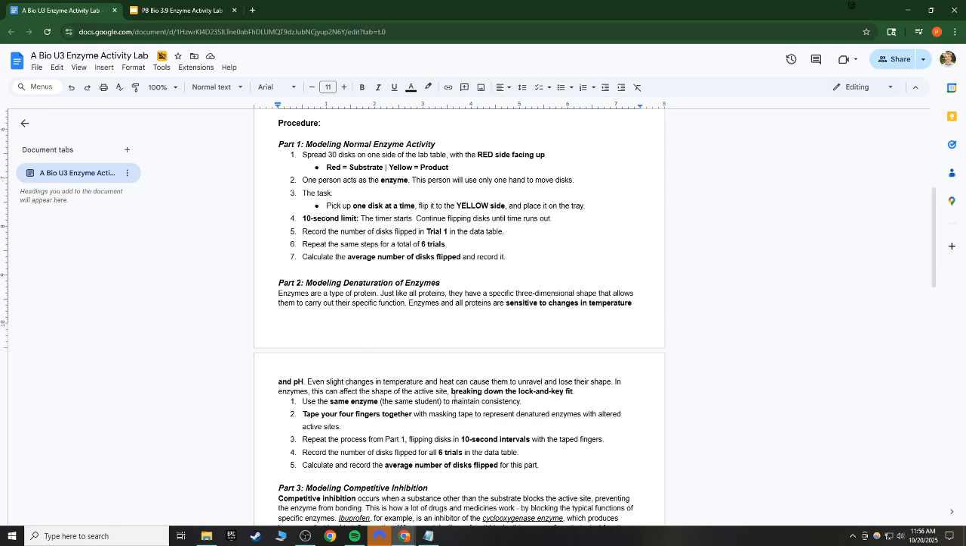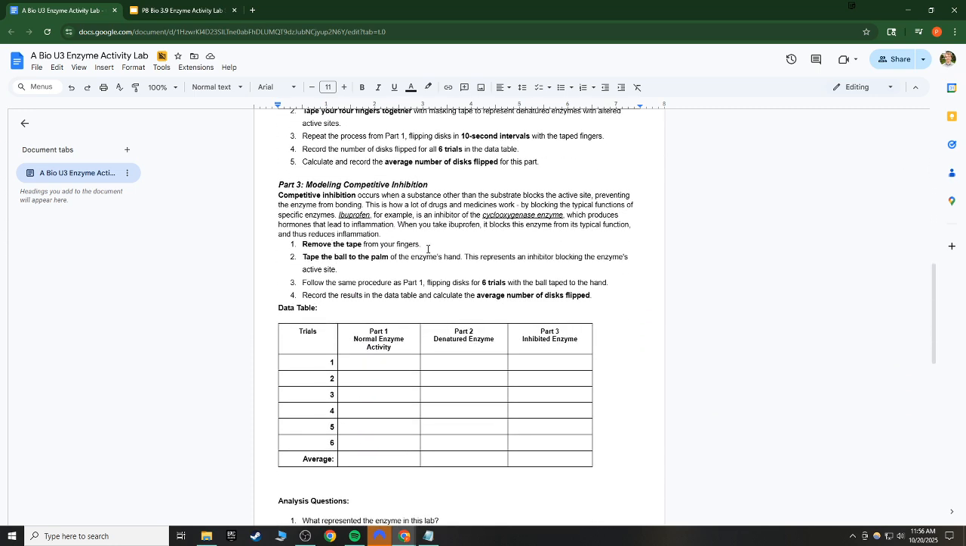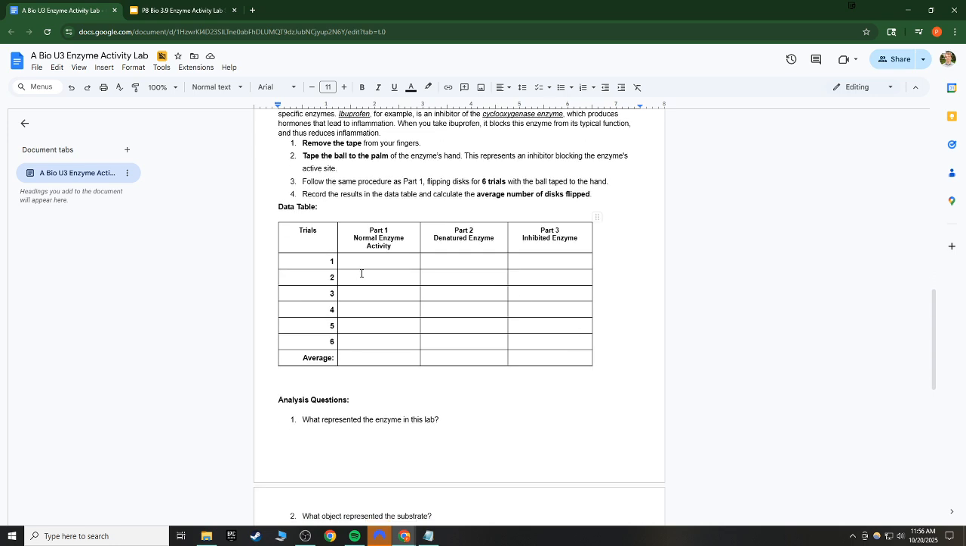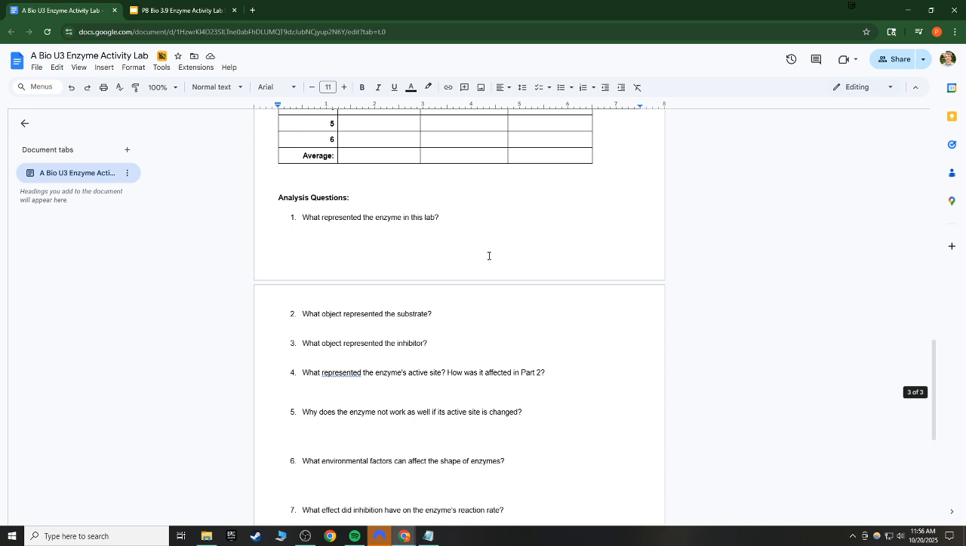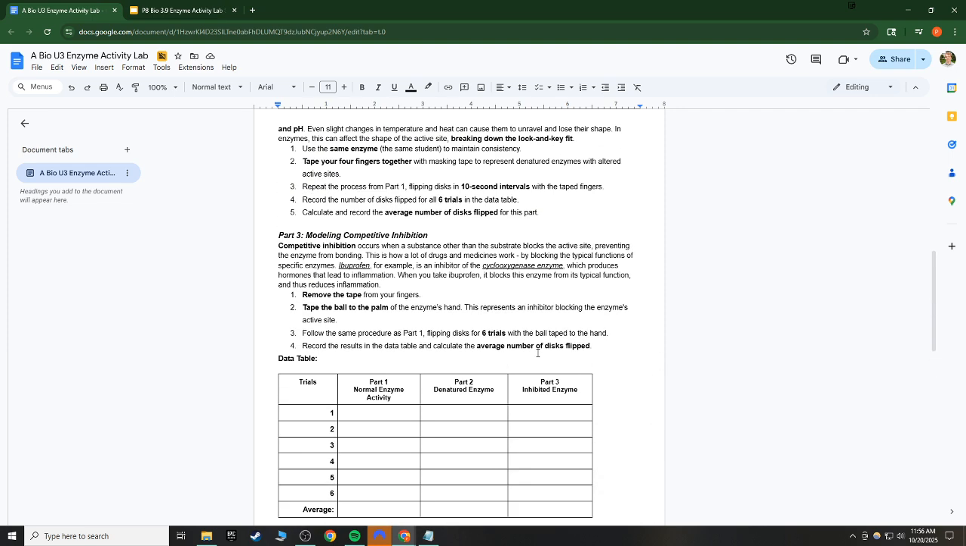Make sure everyone in the group understands what's happening. Basically, if you have any questions, they could be answered if you just read the instructions here for parts 1 and 2. And then finally, for part 3, also read the instructions, but then you're also going to have your data table to fill out here. Every single person needs to fill out their data table, even though you're working as a group. And then you're also going to fill out these analysis questions when you are done with the lab. Again, this should take you pretty much the entire class period once we start here.